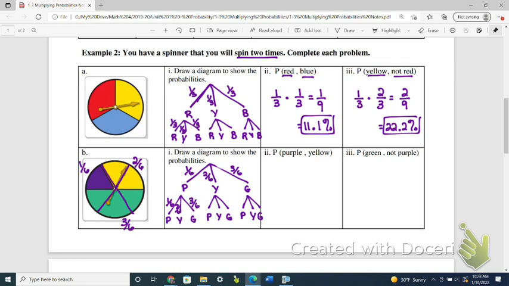So the chance of pulling or spinning purple is 1 out of 6. Yellow is 2 out of 6. So that's 2 over 36, which is 5.6%.